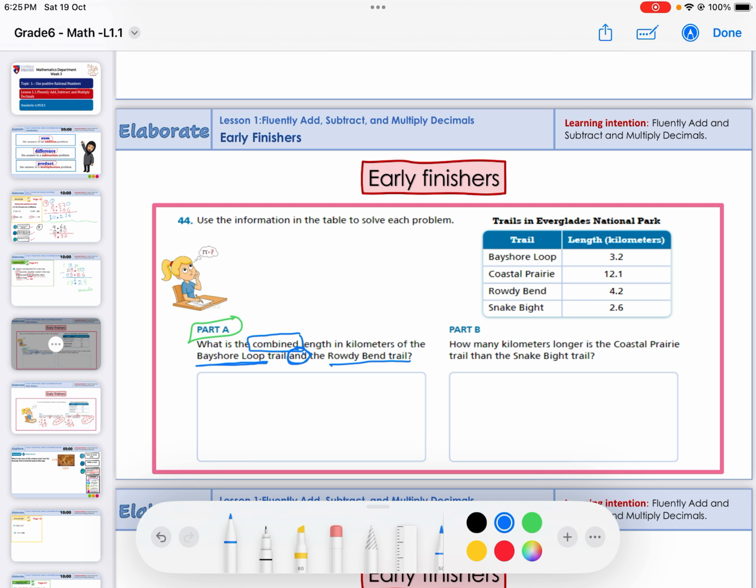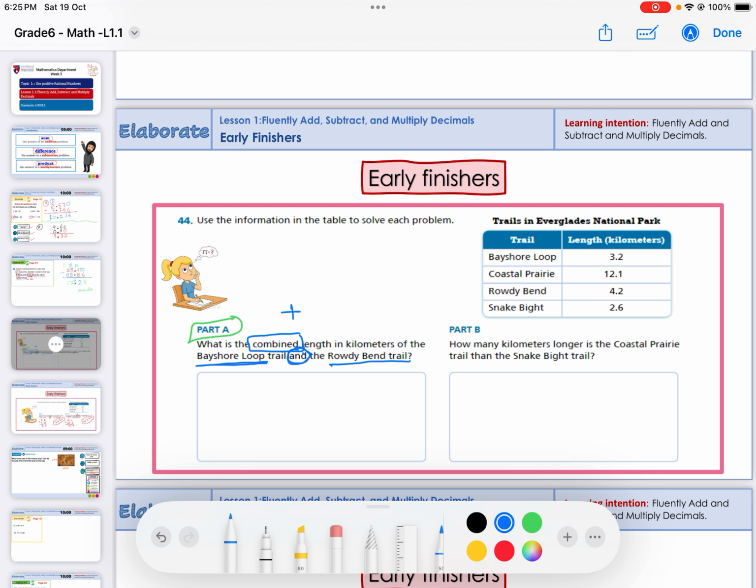So we're going to plus. Okay, guys, so let's start adding. From where do I get the numbers? I go back into my table. All you need to do is just check out this table. So let's check out the Bayshore Loop, that is 3.2, and the Roundy Bend Trail, that is 4.2 kilometers. So we're going to find their total. You will line them up.